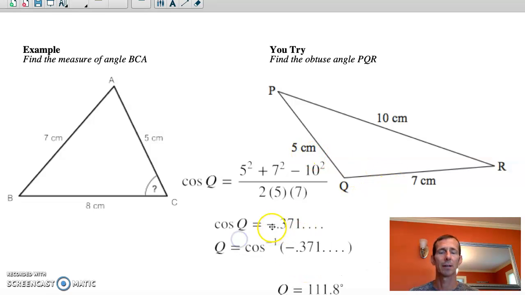I'm not freaked out about it because that just means I'm going to have an obtuse angle. Again, thinking about your old trig values, that puts you in the second quadrant. That's not a big deal. And once you do your inverse cosine, you get 111.8 degrees.